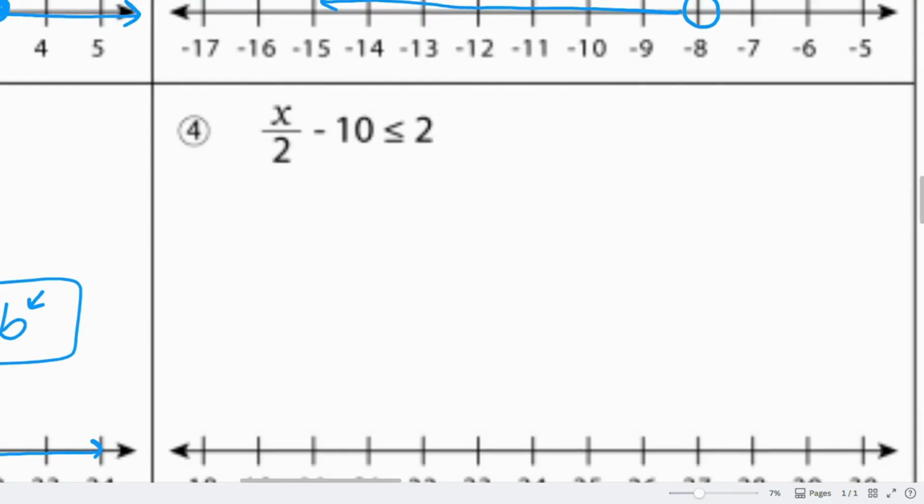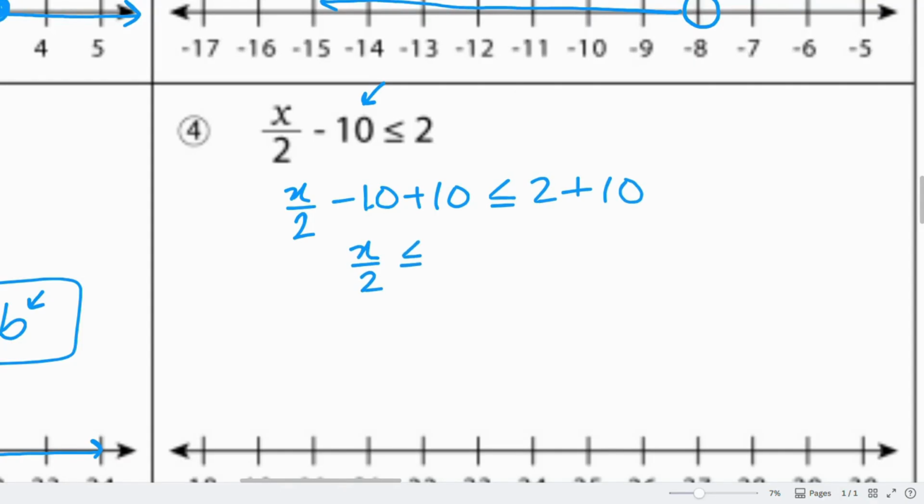For this one, I need to get this x, so I will eliminate this 10 first. So x over 2 minus 10, I will add 10 on both sides so that it gets eliminated. Plus 10, so it will get x over 2 less than or equivalent to 12, right? And now I will multiply both sides by this 2 so I can get this x. So this 2 will cancel out with this 2, okay? So x is less than or equivalent to 24.